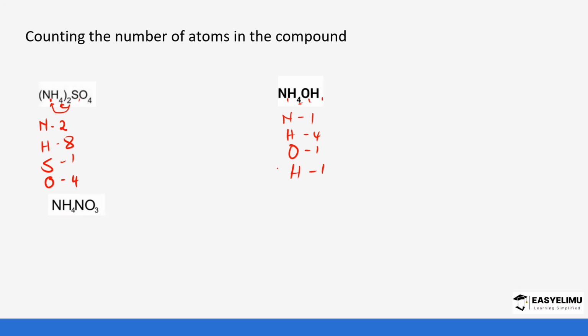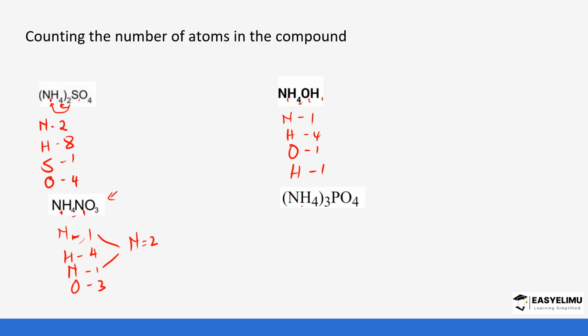For ammonium nitrate, the nitrogen is 1. There's no bracket in this case. Hydrogen is 4, as you can see. Nitrogen, there's another 1 here. And oxygen, there are 3. So you can see the total number of nitrogens are actually 2 because there is 1 here and 1 here. So it's important you understand where the 2 nitrogens come from. This is one of the compounds that can be a bit tricky when we are balancing, so you need to remember that.